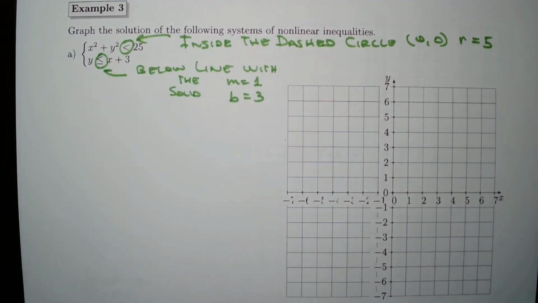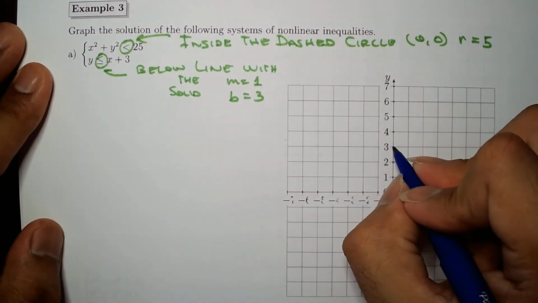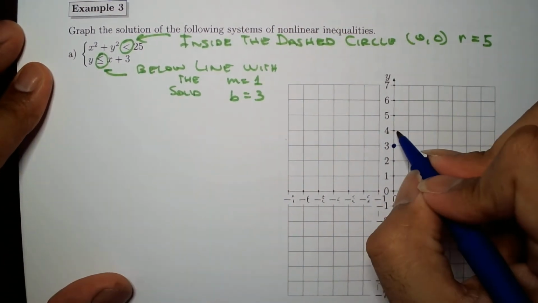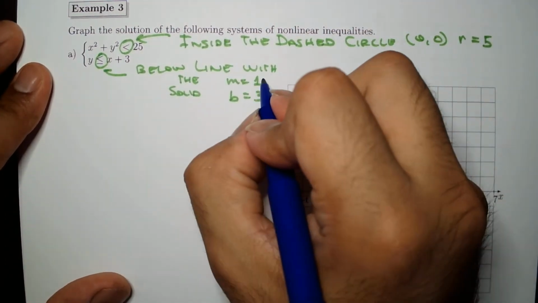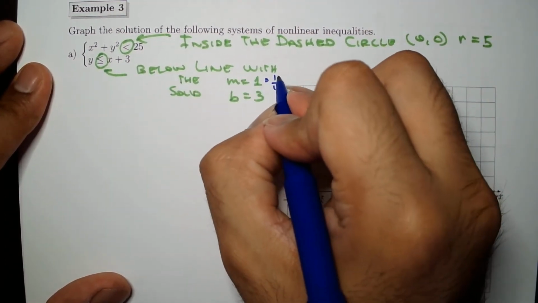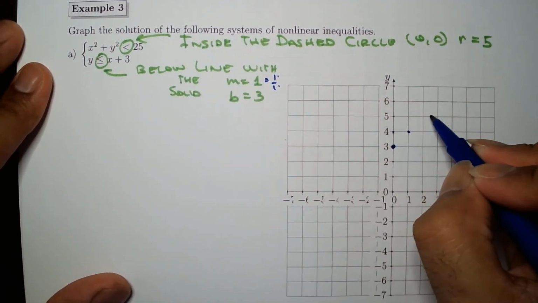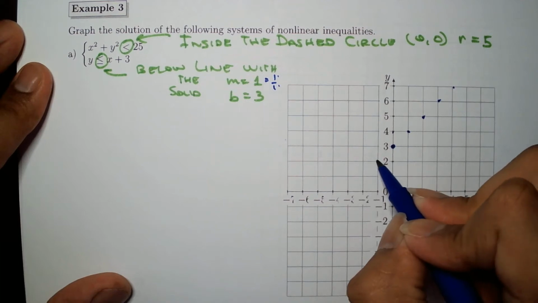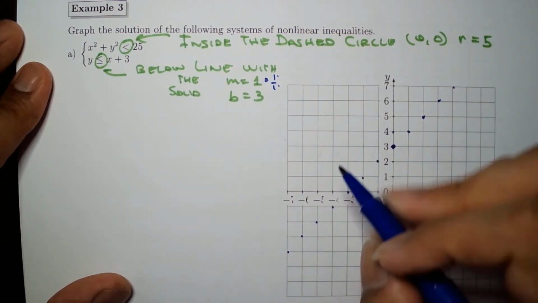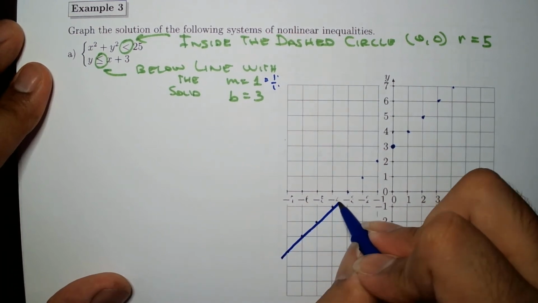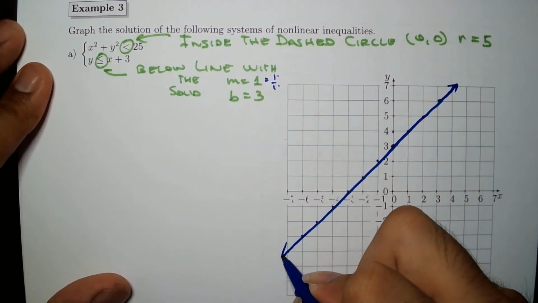All right, so let's write down. Let's draw a solid line with y-intercept at 3 and a slope of 1. But this, by the way, is the same as saying 1 over 1. Rise 1, run 1. Rise 1, run 1. So I'm just going to go like this. And it's solid, right? We said this was solid.